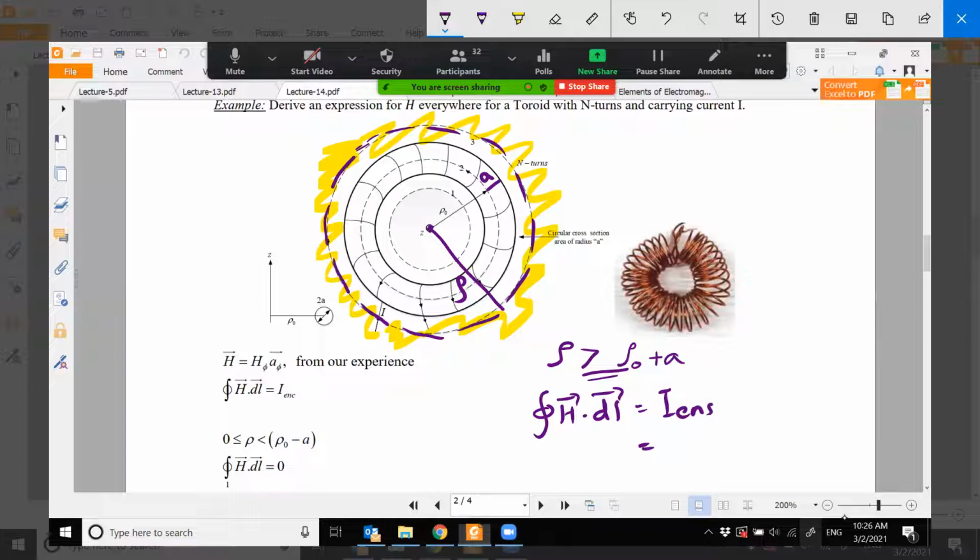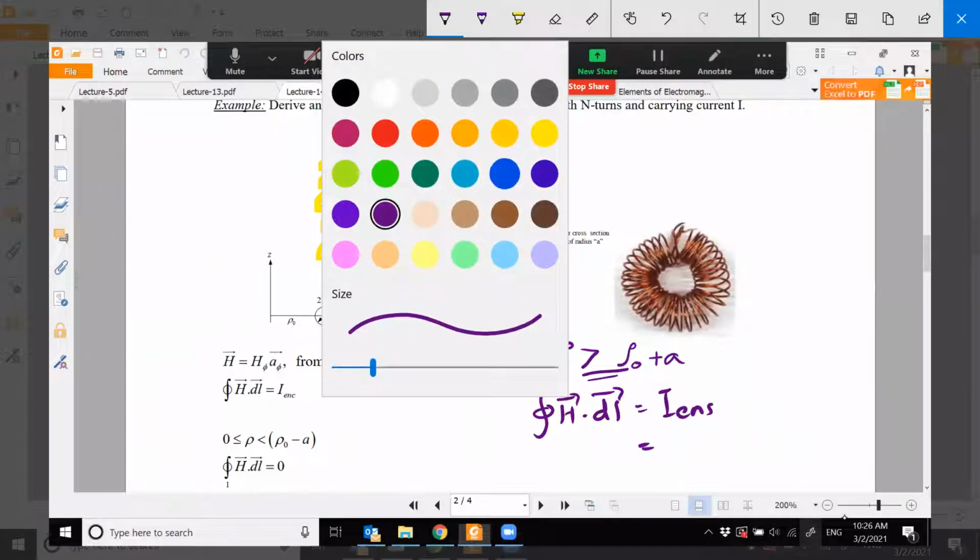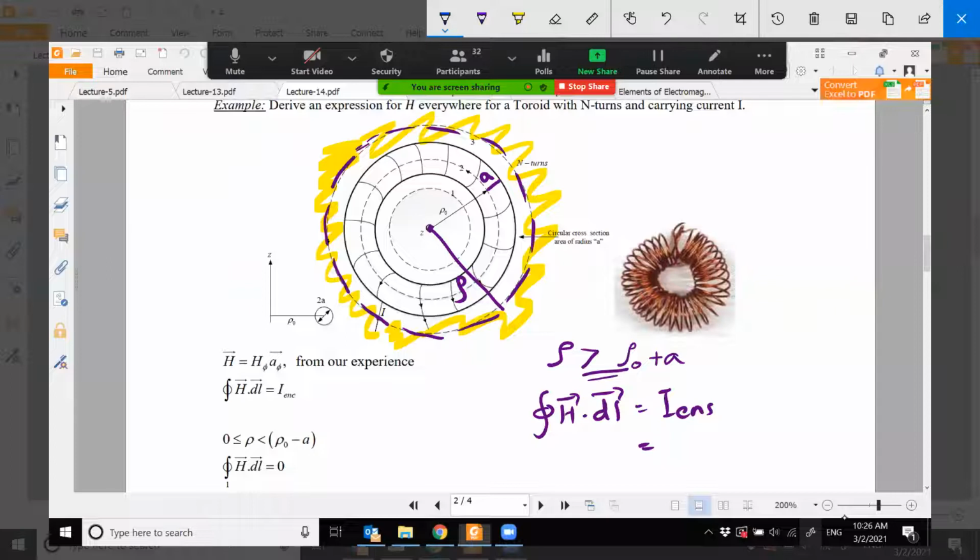Now can anybody tell me what will be the current enclosed now in this yellow loop? Maybe Basil, can you tell me? Basil, are you there? Yes, Doctor. Yes, Basil, can you tell me what will be the current enclosed inside this violet color Amperian loop? Are you there, Basil, or no? Yes, he's there. So now think about it.